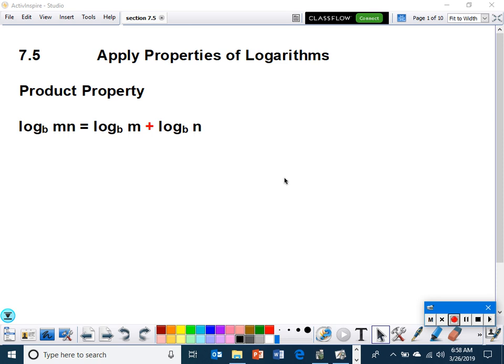All right, ladies and gentlemen, Advanced Algebra, Chapter 7.5. We're going to learn how to apply properties of logarithms. The first property is the product property.